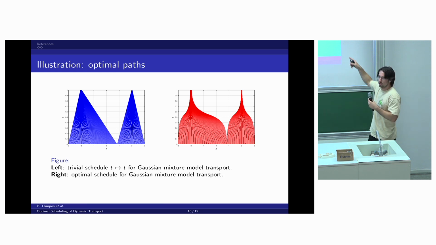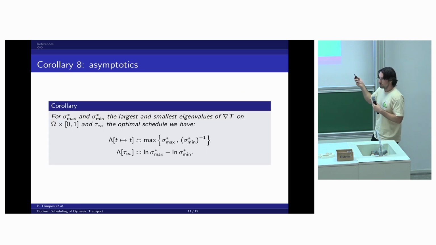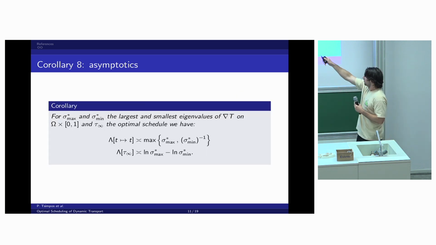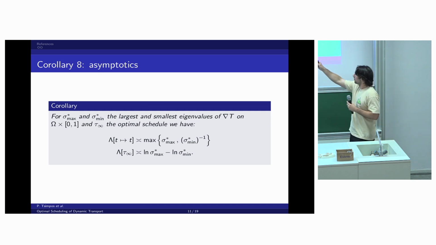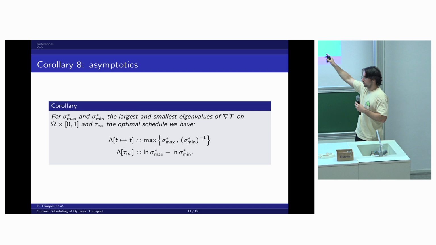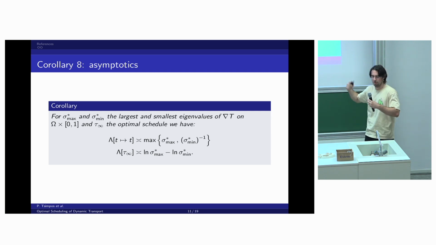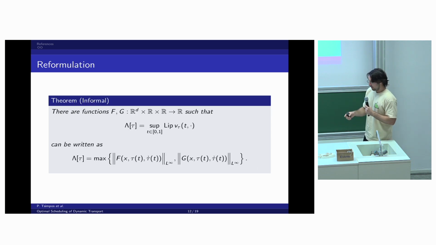And that's sort of what it looks like if you plug the optimal schedule into the trajectory. It really smoothens it out. Quantitatively, it reduces it exponentially. So if sigma star max and sigma star min are the largest and smallest eigenvalues uniformly over spacetime, then under the trivial thing, you would have something that goes as the max of the largest guy and 1 over the smallest guy, but now you made it exponential in the product of the two, or the ratio. Or, sorry, logarithmic.